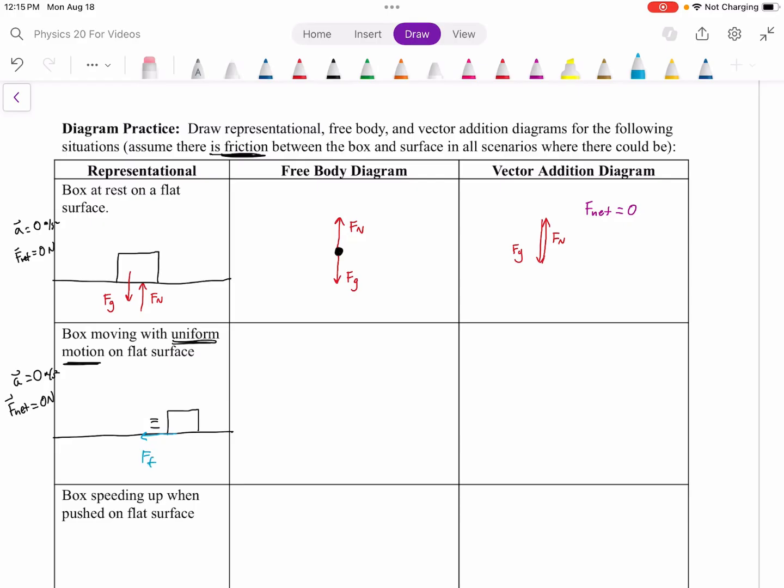Okay? Now, can that be the only force acting on our box? Can that be it? Right, no, it can't be the only force. Otherwise, it would be accelerating, right? It would be, in this case, getting slower and slower. So there must be some other force canceling out that force of friction. Maybe it's somebody pushing it forwards.